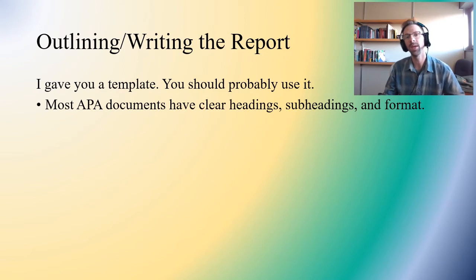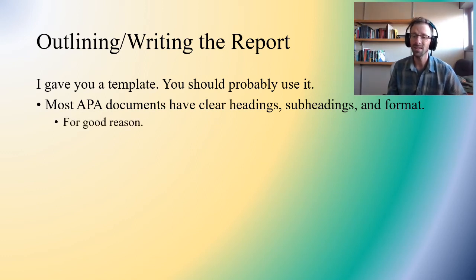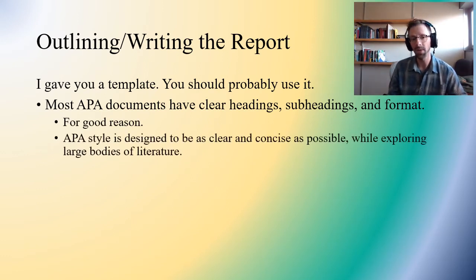So most APA style documents and scholarly articles in general have these kinds of clear headings, subheadings, and format. And that's for good reason. The whole point of APA style is to be as clear and concise as possible while exploring large bodies of literature. If you're doing something like an English paper, well, you don't need APA format. You may hate APA format, that's fine, but it serves a specific purpose, and this is it.